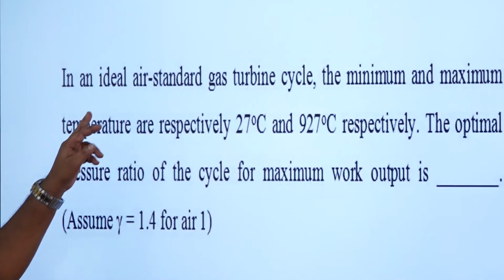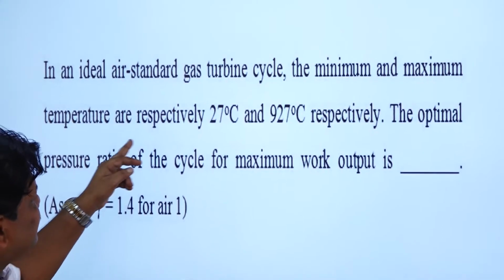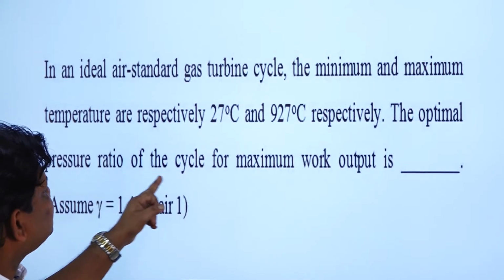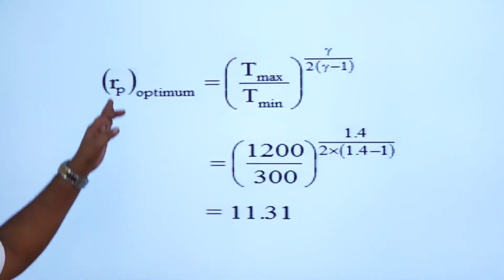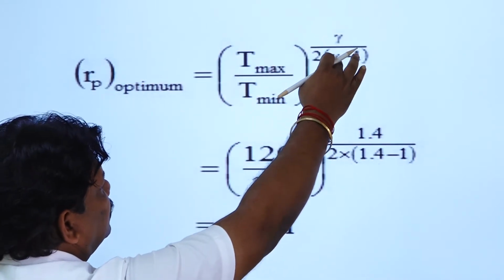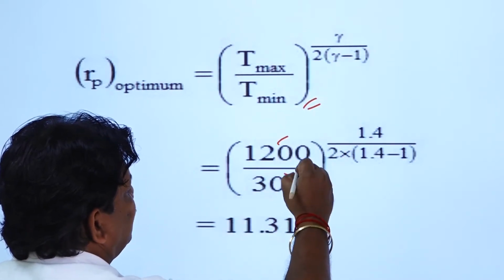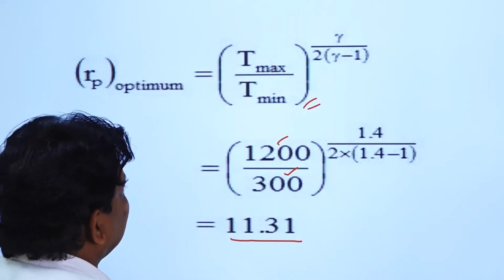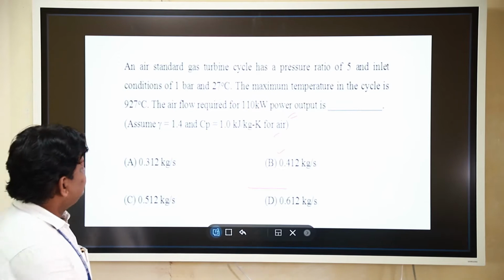So next is, in an ideal air standard gas turbine cycle, the minimum and the maximum temperatures are given to you. The optimal pressure ratio for maximum work output will be similar to that. So RP optimum is T maximum divided by T minimum, to the power gamma by 2 into gamma minus 1. That is the formula for this. All these values are given to you, so you can easily get the value of RP optimum by simply a single formula.